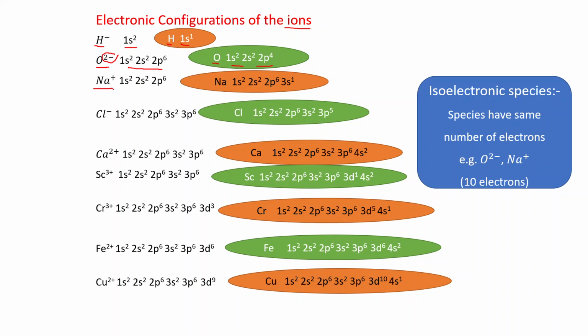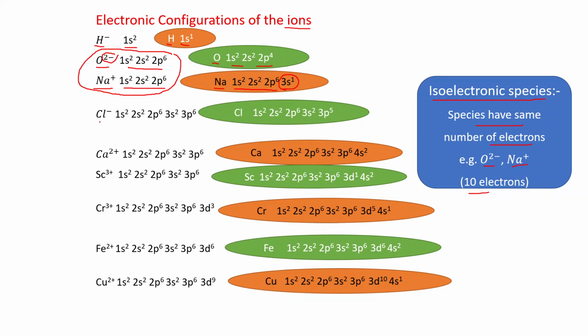This is Na plus. It is formed from sodium: 1s2, 2s2, 2p6, 3s1. When this electron is lost, then it will acquire one positive charge, and its electronic configuration becomes 1s2, 2s2, 2p6. Now you can compare the electronic configuration of these two species, O2 minus and Na plus. Same electronic configuration, or we can say same number of electrons. Such species which have the same number of electrons are known as isoelectronic species, like O2 minus and Na plus, both have 10 electrons.